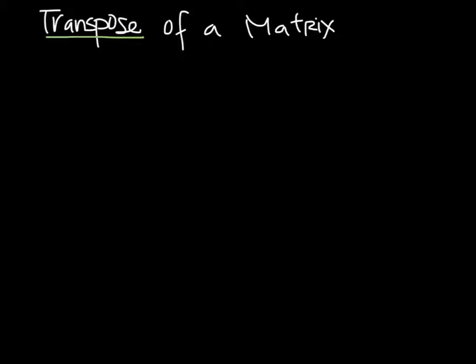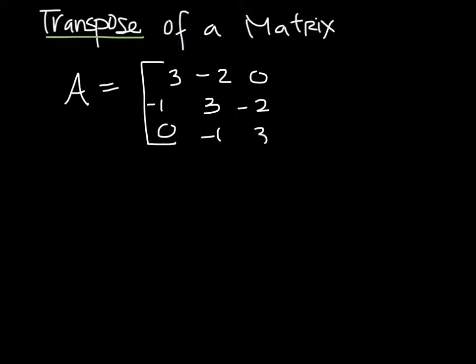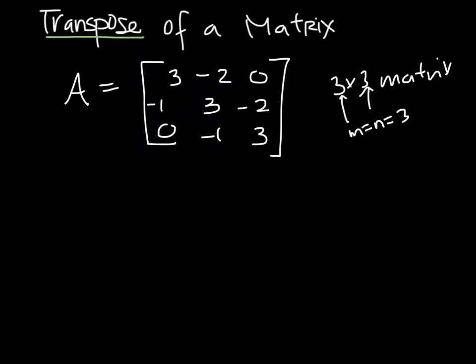So just for simplicity, if I give you a matrix A, and let's just say it's a 3 by 3 matrix: 3, -2, 0, -1, 3, -2, 0, -1, 3. This is a 3 by 3 matrix. In this case, my m and my n are equal, because they're equal to 3.